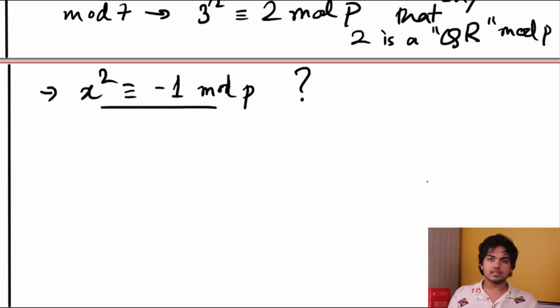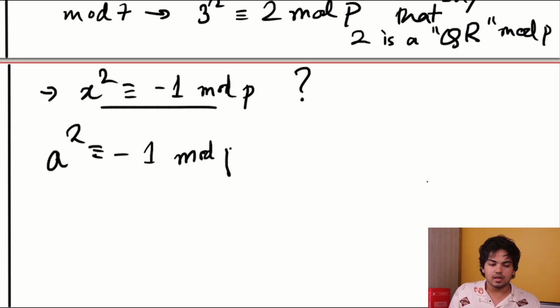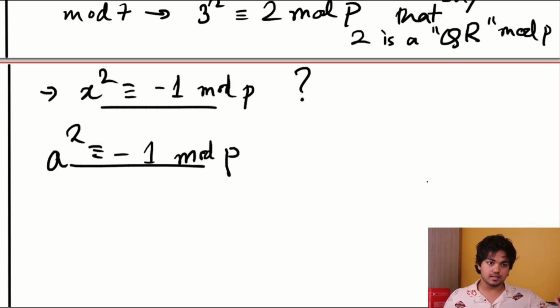Instead of asking the question of a given a, is a squared congruent to -1 mod p? This is a silly question because I can just check this, right? Fixing a and fixing p and asking the question for a is a silly question because I can just check.